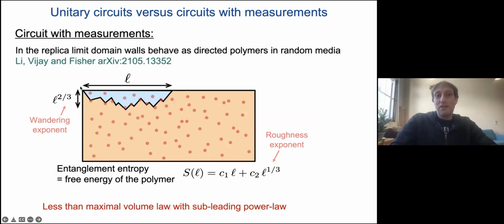Instead of bulging order L like a pyramid into the bulk, it bulges only order L^(2/3), and it still gives a volume law because it has to go over some order L to cut some order L bonds. But in addition to this order L part, there is a subleading L to the 1/3 term. But it's hard to see because it's a subleading term.